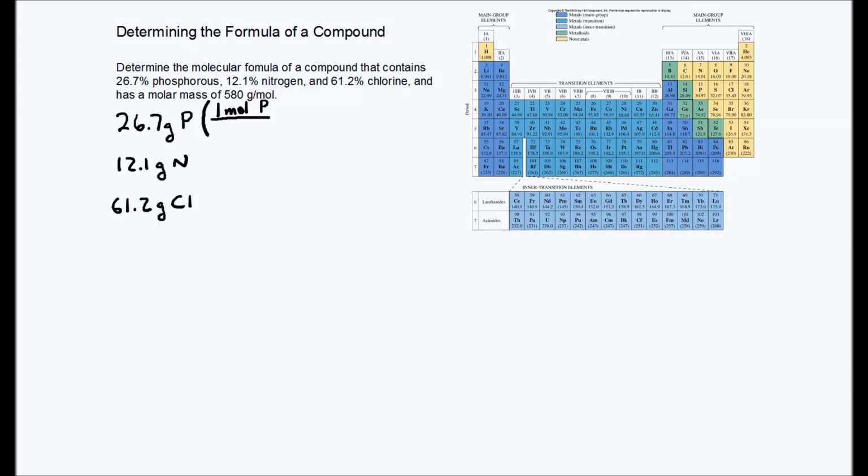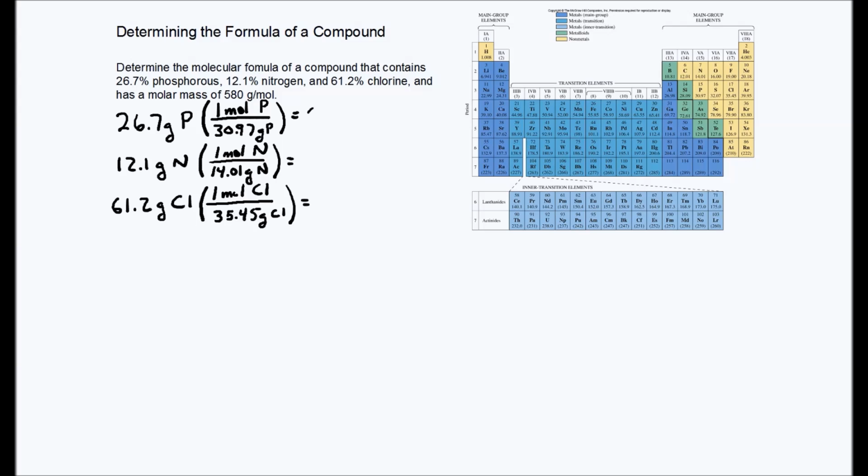So 1 mole of phosphorus weighs 30.97 grams from the periodic table. 1 mole nitrogen weighs 14.01 grams from the periodic table. These are the molar masses, remember. And 1 mole chlorine weighs 35.45 grams.